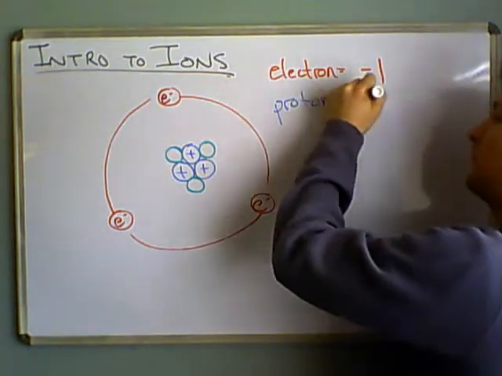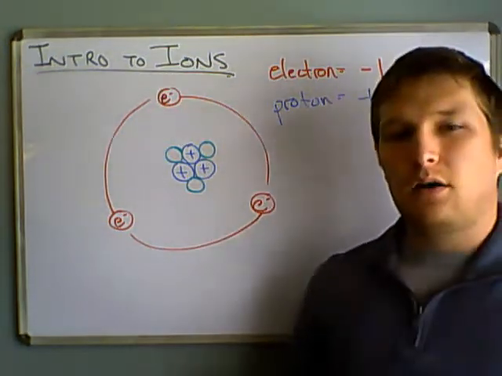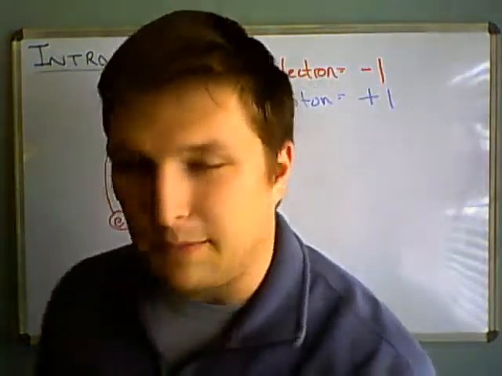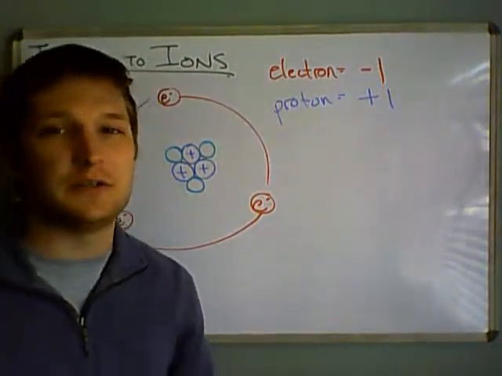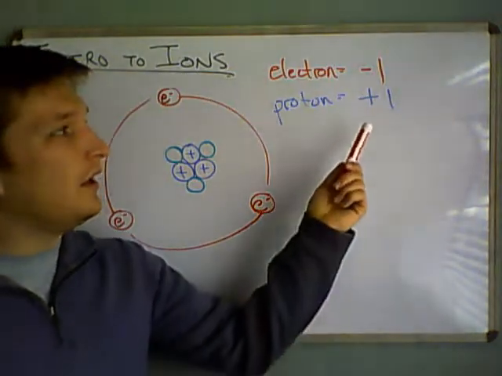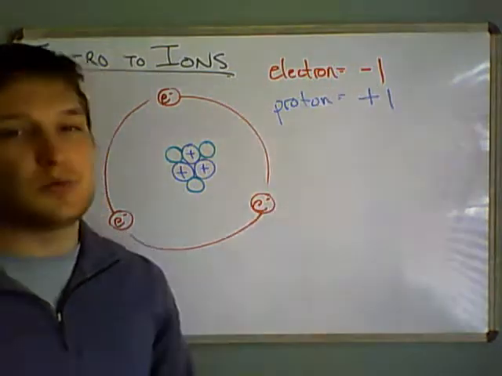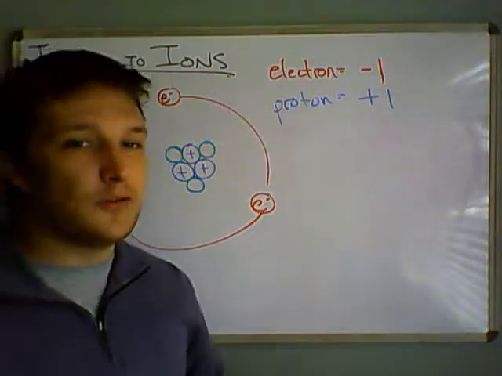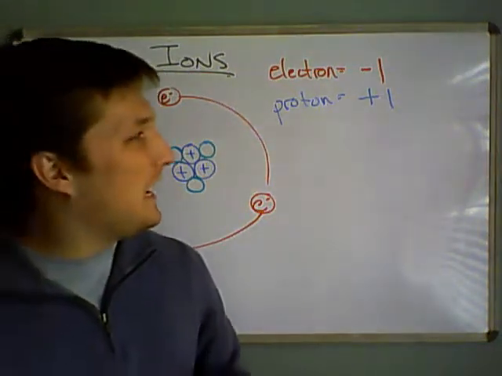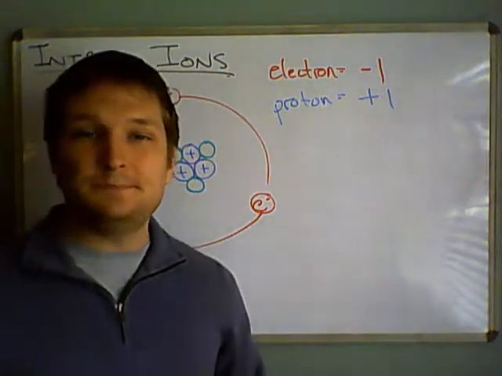And a proton has an electrical charge of +1. Now, I'm pretty sure common sense will tell you that if you have a +1 and a -1, then overall you have 0, right? And that's how it works with electricity.